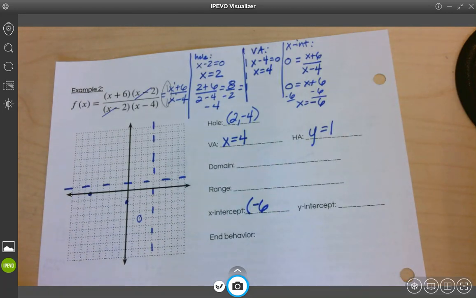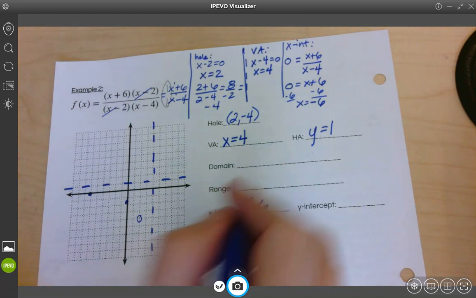And you have to write it as a point. The point will be negative 6 comma what? 0, good.